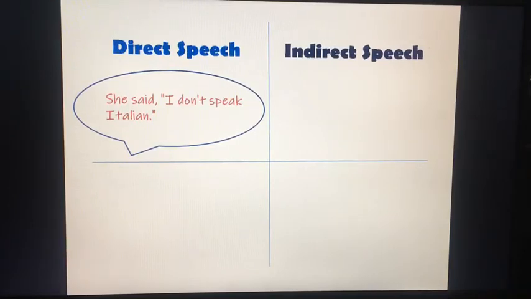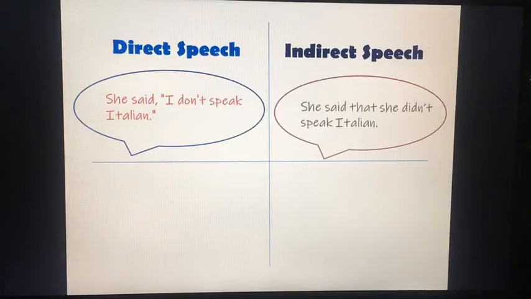Whereas in the indirect speech, it is written this way. She said that she didn't speak Italian. The comma is no longer there. It is replaced by the conjunction "that," and you won't see the open and closed quotation marks anymore. And this is not capitalized because we don't focus on the exact words of the speaker, but on the message, which is she didn't speak Italian.